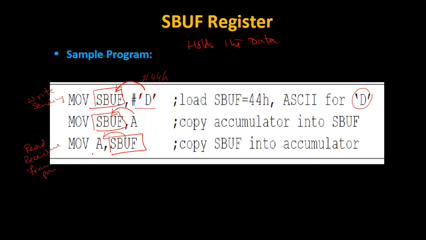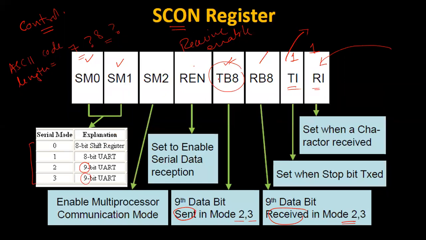Then we will see the example now. We also saw the serial control register. In the serial control register we have 8 bits for the mode of operation and communication with the processor. Enable data reception bit, the 9th bit, and okay, so we have a flag as well. RI will be set when a character is received. So this is an interesting thing, if you are receiving.